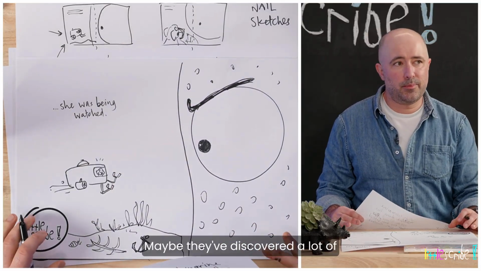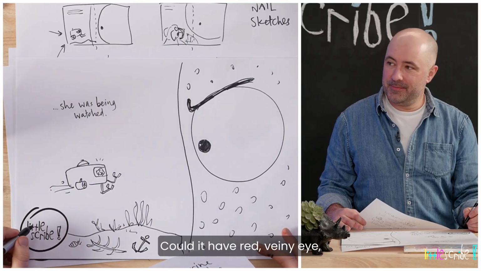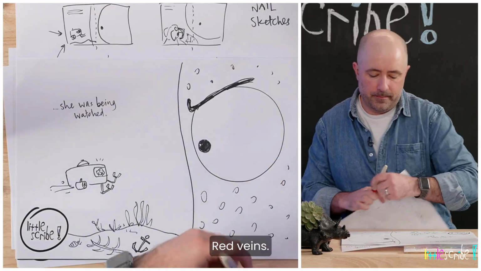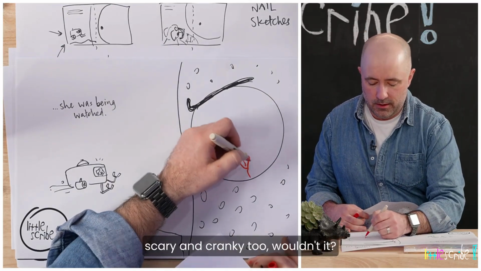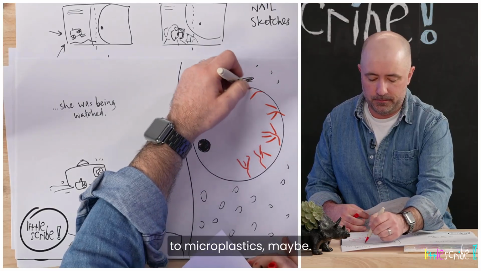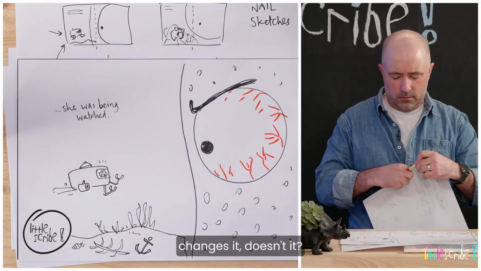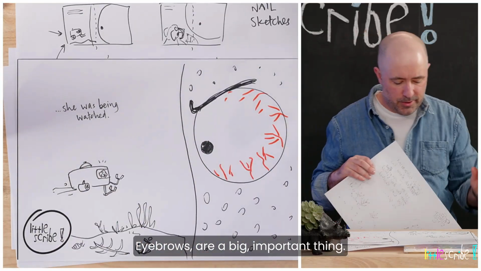Maybe they've discovered a lot of plastic getting into their environment and they're like, oh, who are you? Could it have red veiny veins in its eyes? Red veins? That would make it look a bit scary and cranky too, wouldn't it? A bit grumpier, yeah. Maybe it's allergic to microplastics. Maybe. Look at that. See how immediately that changes it, doesn't it? It does. Yeah, eyebrows are a big important thing.